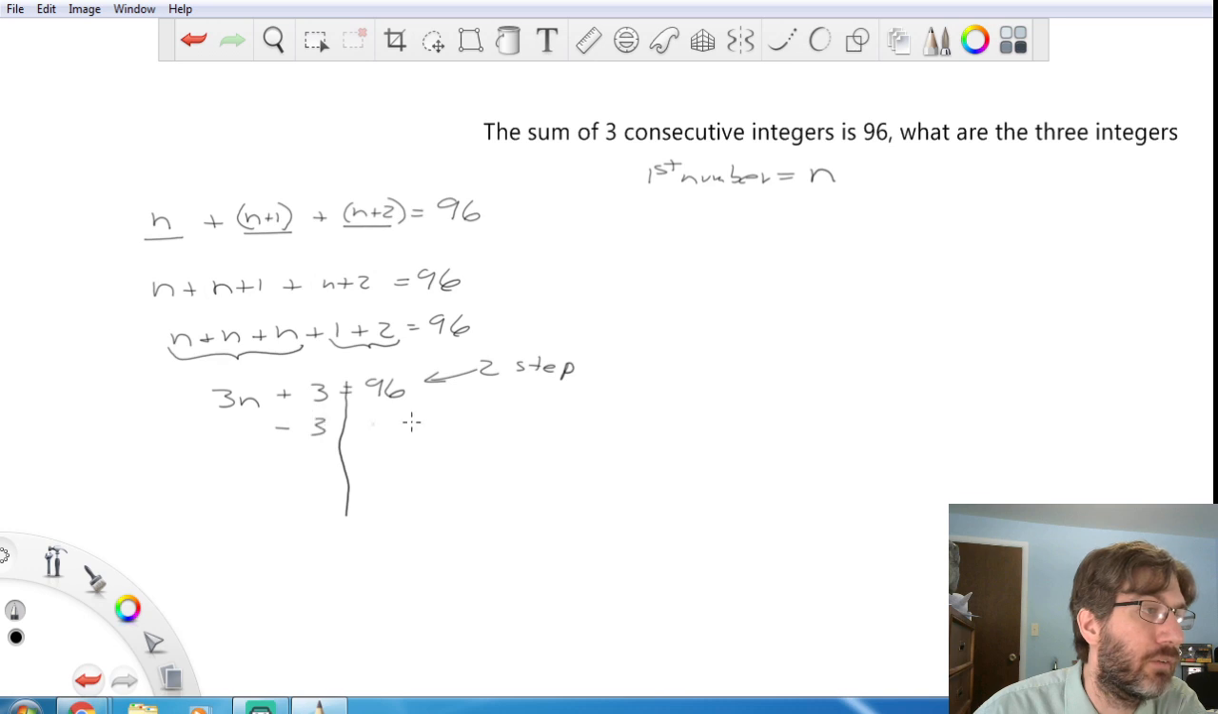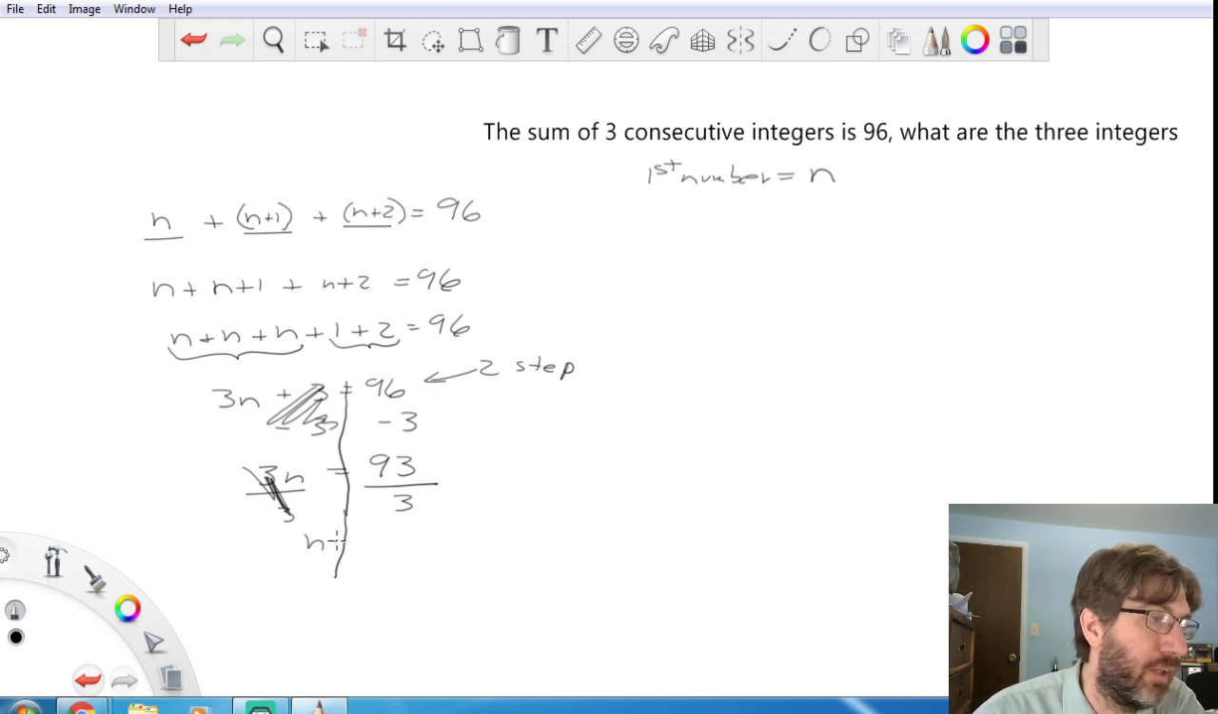So go ahead and solve the two-step equation. I'm going to subtract 3 from both sides because I do order of operations in reverse. That leaves me with 3n equals, and 96 minus 3 gives me 93. And then I'm going to divide each side by 3. Again, this is going to cancel. Divide by 3, divide by 3. This will cancel. 3 divided by 3 is 1. I'll write it down here.